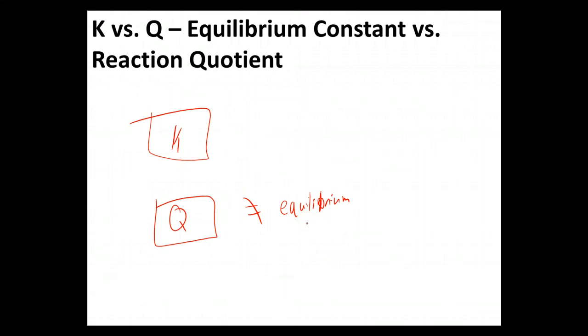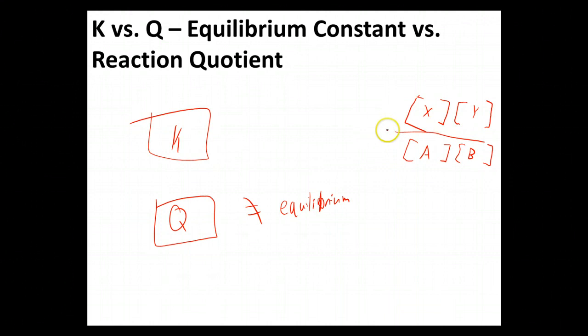Now, that said, if we compare Q to K, that should tell us which direction the reaction is going to go. So what I want to do is over here, I'm just going to set up a real quick example of a K or a Q, whichever way you want to think of it. We're going to have our concentrations. I'm not going to worry about having coefficients up here in powers. And let's just have our reactants be A and B, and our products will be X and Y.